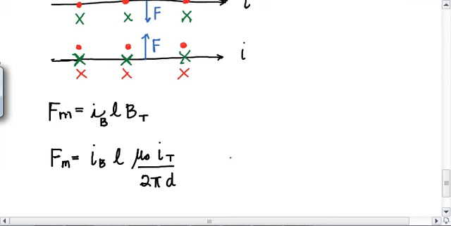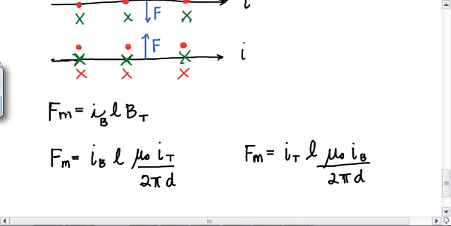Now let's look at the top wire. The magnetic force on our top wire would be I top L times the magnetic field due to which wire? The bottom wire, which would be mu naught I bottom over 2 pi r, and r would just be the distance between the two. What do you notice about those two equations?